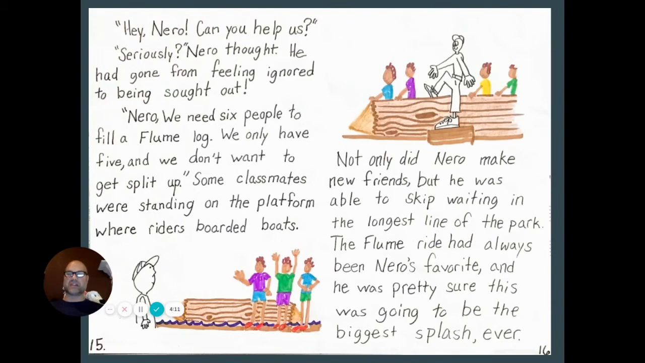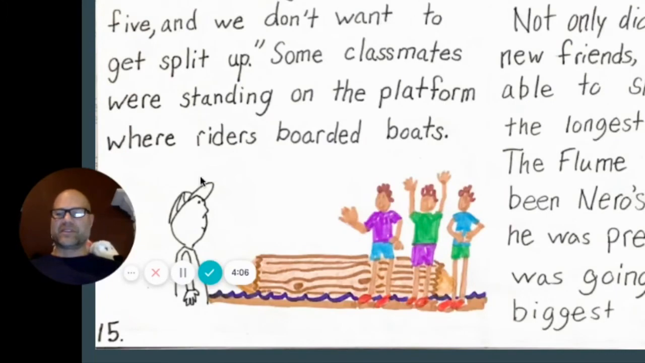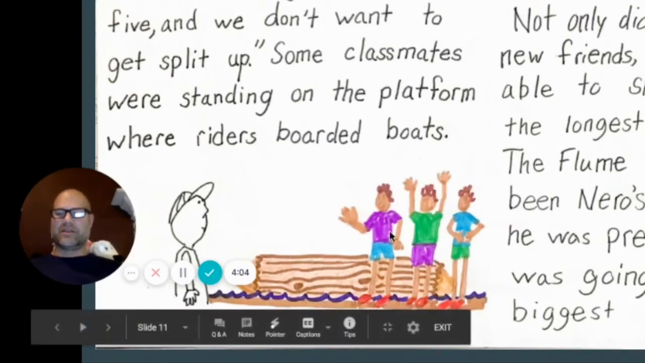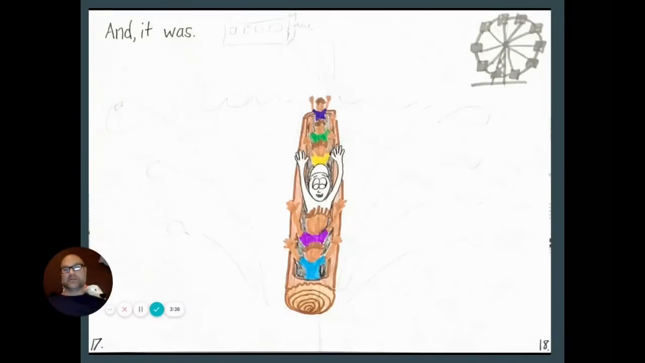biggest splash ever. Notice the illustrations here. Nero has 0 color, but there's color all throughout this image. And in this case, you really see how Nero is a nothing, but he fills the flume log by sitting in this space, making the number that much larger. And it was.